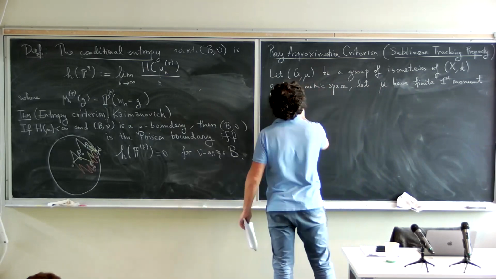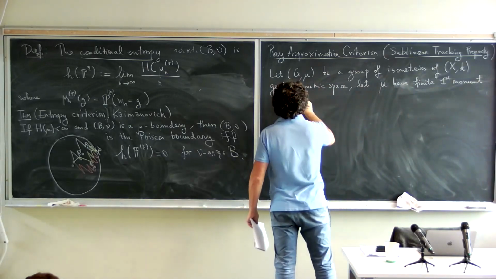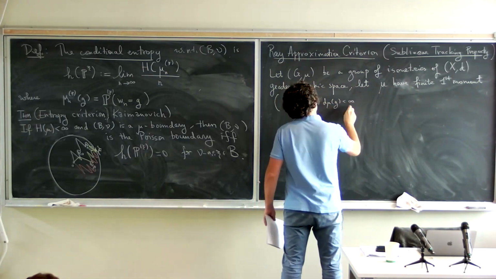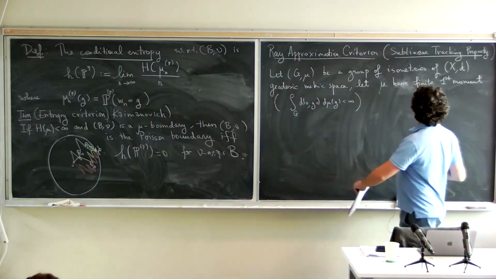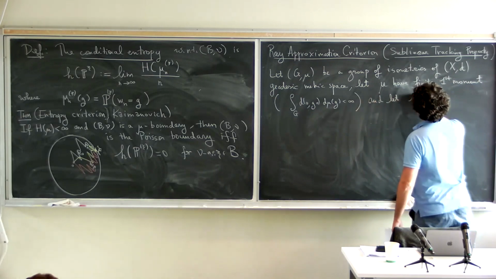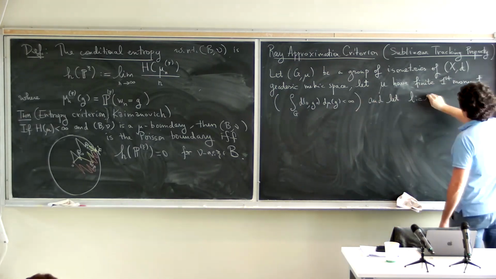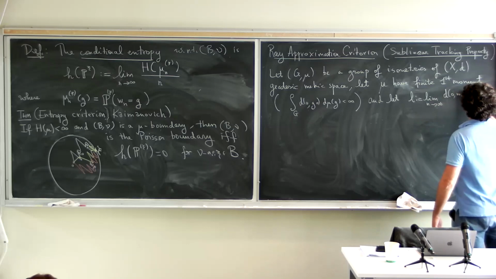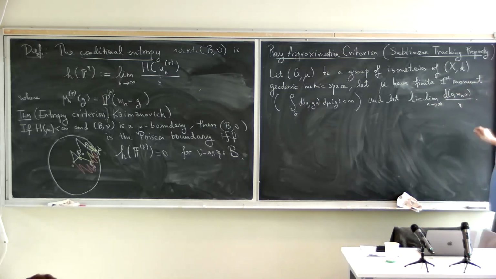So what does it mean? Let's recall that it is the integral of the distance between O and gO. That means it is finite. And let L be the drift of the walk, so the limit. So we know that under this condition, the drift exists almost surely. Could be zero, but in general, it exists. Okay. So now what do we want?